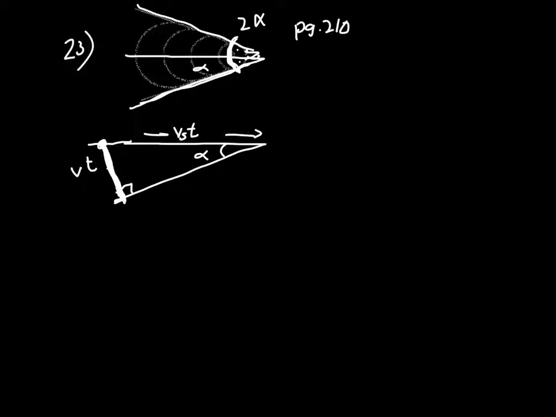So the sine of angle alpha is equal to the opposite over the hypotenuse. In this case, the opposite is going to be Vt, the velocity of the waves times t, over the hypotenuse, which would be the velocity of the source times t. Now, when you look at that, you can cancel the t's out, so you're left with the sine of alpha equal to the velocity of the waves divided by the velocity of the source.